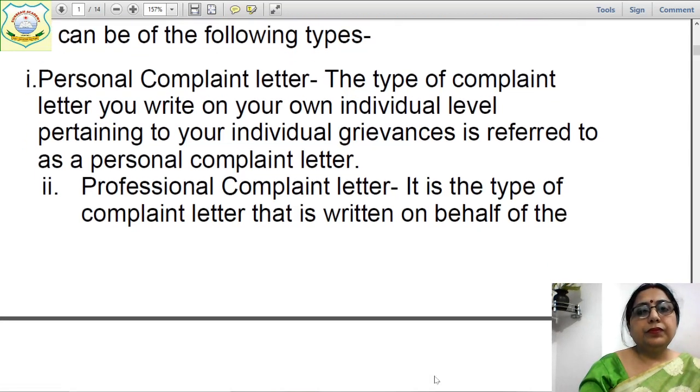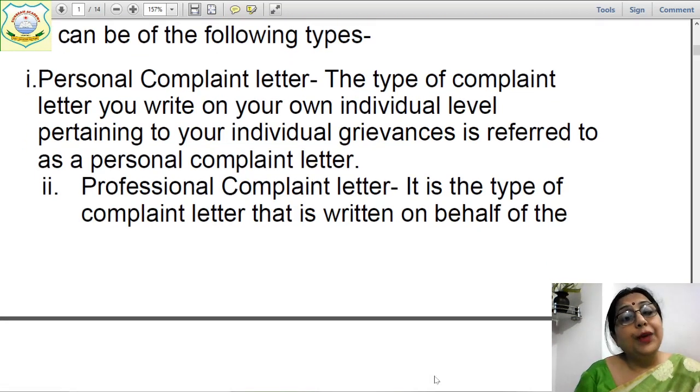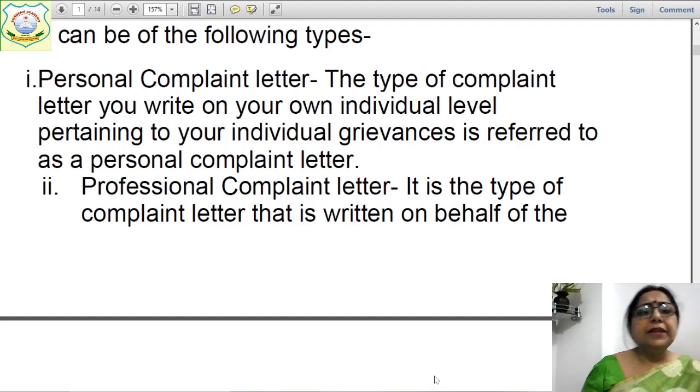Now, it can be of the following types. I told you at the beginning when we write complaint letters, and I discussed it with you, children. Those things I have presented in written form in this PDF. It's a personal complaint letter: the type of complaint letter you write on your own individual level pertaining to your individual grievance. Grievance means dissatisfaction, anger.